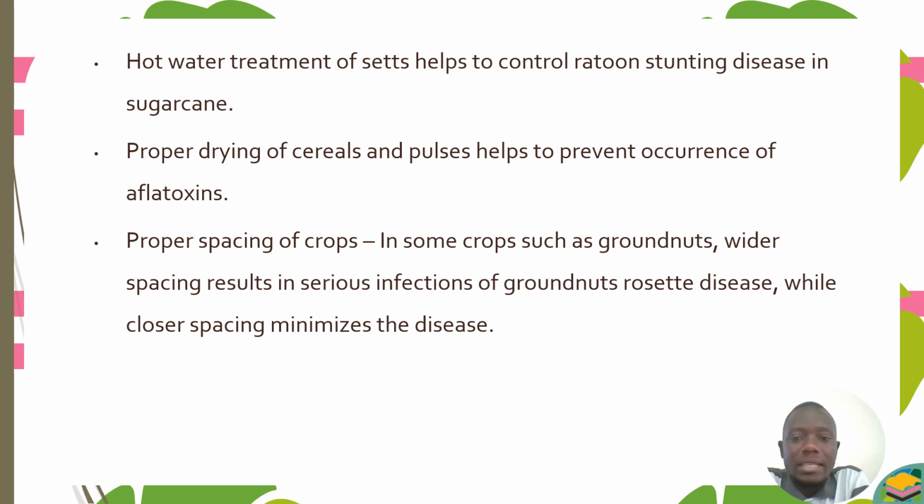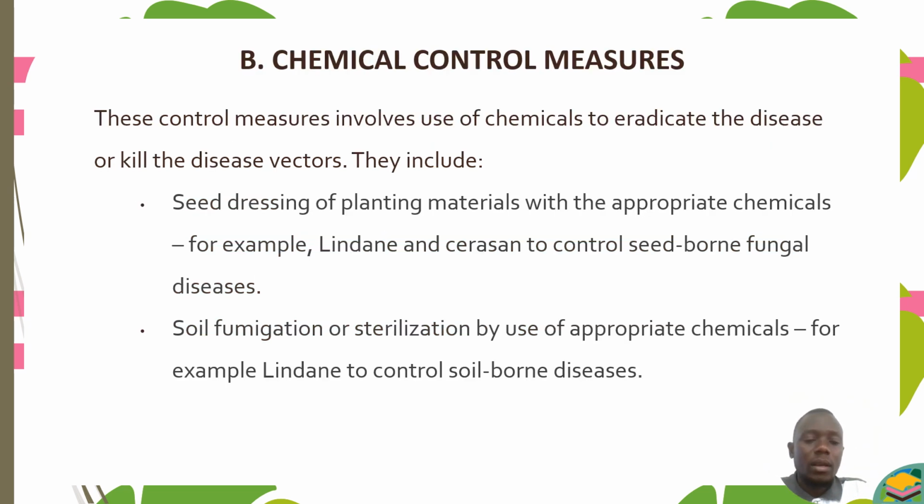In some crops such as groundnuts, wider spacing results in serious infection of groundnut rosette disease, while close spacing minimizes the disease. So spacing is very, very important in controlling diseases. Let's now look at chemical control measures. This involves the use of chemicals to eradicate the disease or to kill the disease vectors.